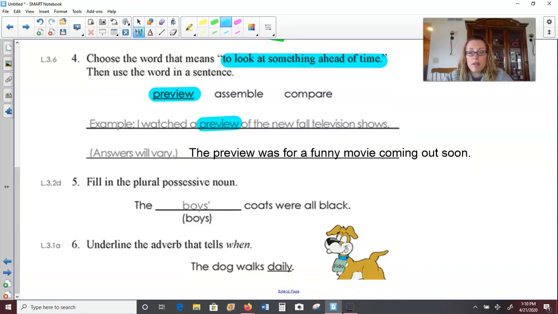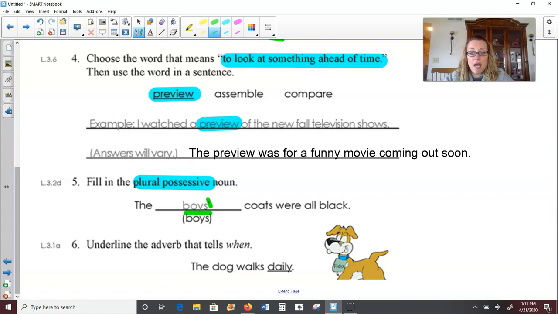Fill in the plural possessive noun. Plural possessive. Plural is more than one. Possessive means it shows ownership. The boys' coats were all black. So we have boys as our plural, and then notice the apostrophe has to go after the S because it's all of the boys' coats that were black.